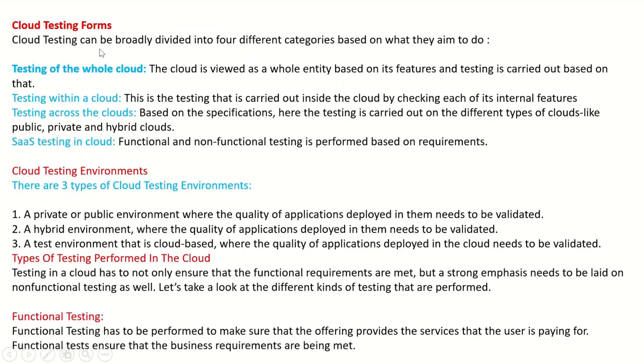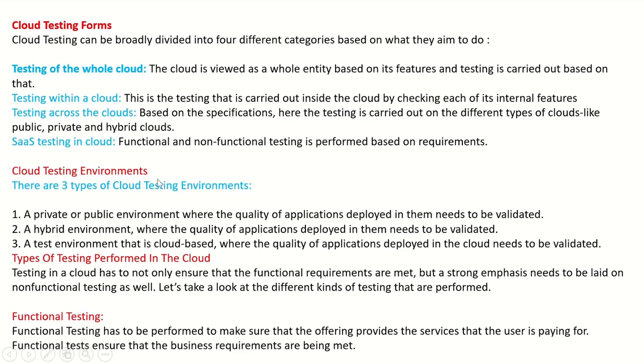Cloud testing forms. Cloud testing can be broadly divided into four different categories based on what they aim to do. First, testing of the whole cloud. The cloud is viewed as a whole entity based on its features, and testing is carried out based on that. Second, testing within a cloud. This is testing carried out inside the cloud by checking each of its internal features. Third, testing across clouds. Based on the specifications, here the testing is carried out on the different types of clouds like public, private, and hybrid clouds. Fourth, SaaS testing in the cloud. Functional and non-functional testing is performed based on the requirement.